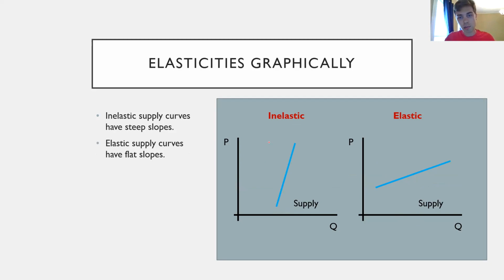Now, like I said, similarly, we can look at this for supply. The only real difference here is that supply curves are going to slope upward.